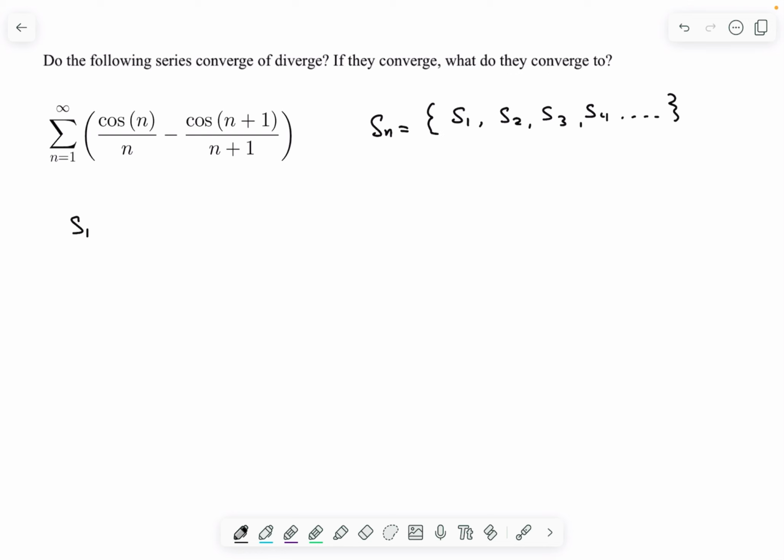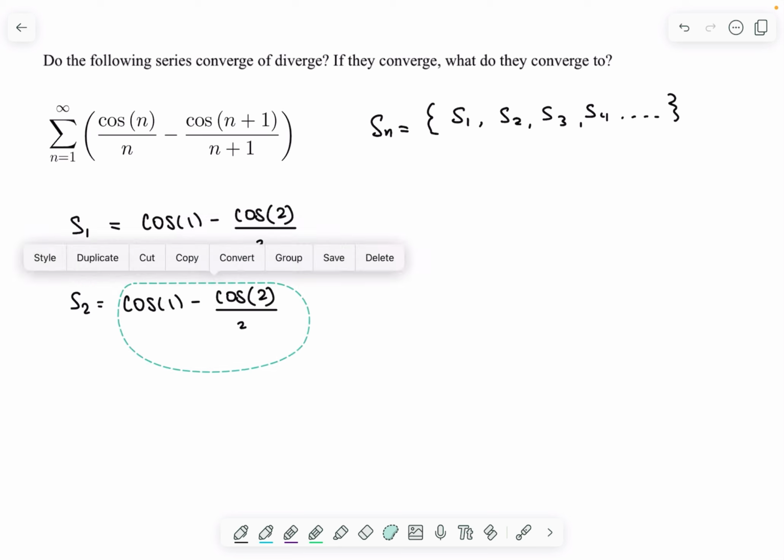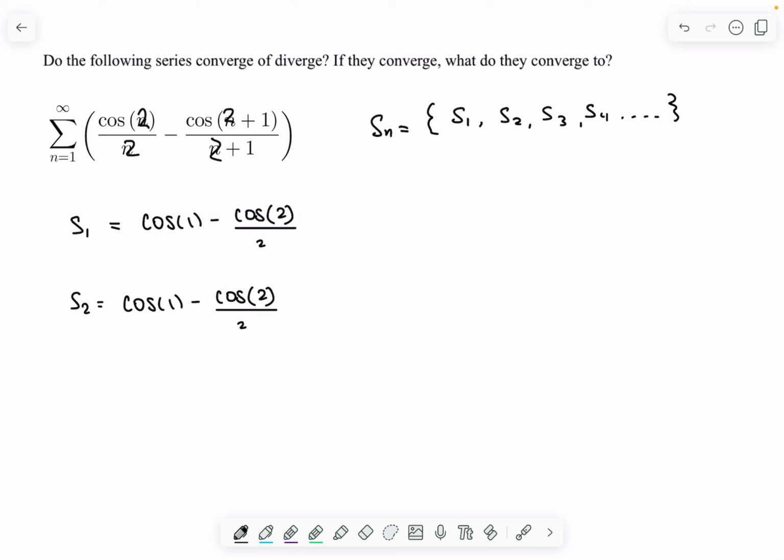You don't have forever. So I like to do S sub 1 here on the side and S sub 2, and we'll go on from there. S sub 1 is literally the sum up until 1, so you plug in 1. That's cosine of 1 over 1, which is just cosine of 1, and then minus cosine of 1 plus 1, which is 2, over 1 plus 1, which is 2. And then I continue on with S sub 2, which is the sum up until 2. That includes the sum of 1 plus the sum when you plug in 2, so that is going to be cosine of 2 over 2 minus cosine of 3 over 2 plus 1, which is 3.